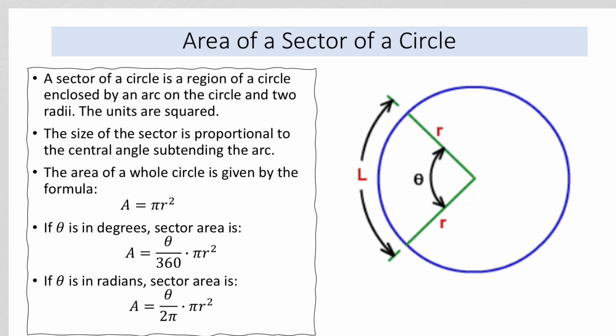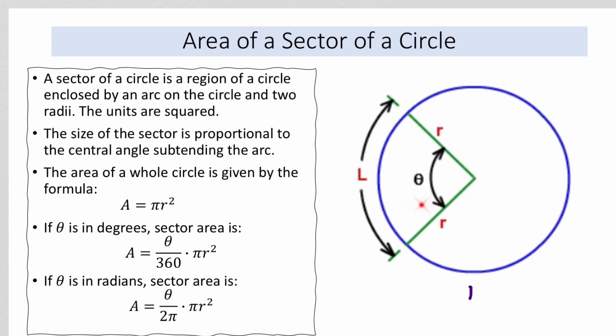Okay, so one more thing having to do with central angle. We're going to talk about the area of a sector of a circle. A sector of a circle is a region of a circle enclosed by an arc on the circle itself and two radii. So this pie-shaped piece right here is called a sector. And we're going to find that area. So the units will be squared units.